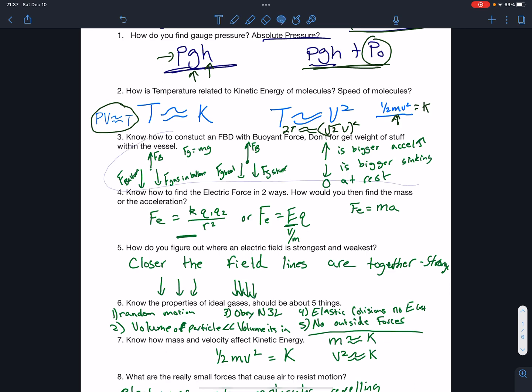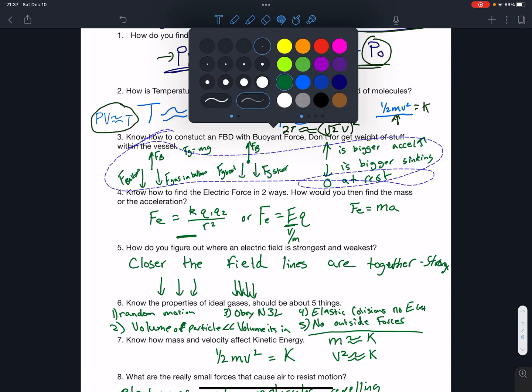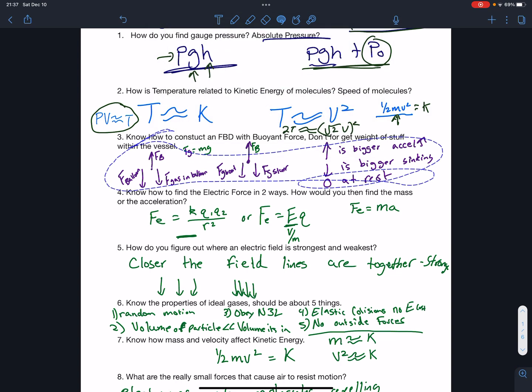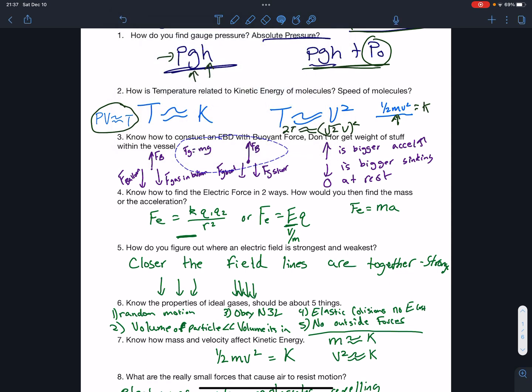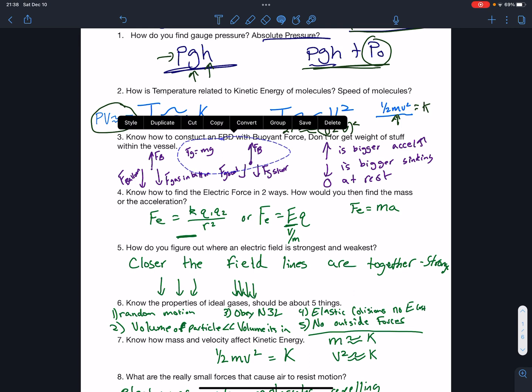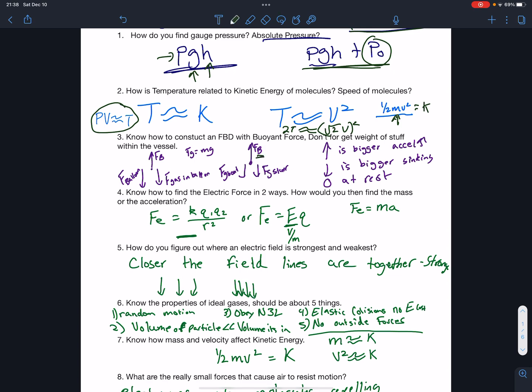All right. So know how to construct an FBD. Know how to construct an FBD with buoyant force. The key thing that I think most people leave out here is if you have a buoyant force, like if we're talking about a boat, you would have the buoyant force on the boat, and then you would have the force of gravity of the boat, and then the force of gravity of the stuff in the boat. So for example, if you have a 500 kilogram boat, you would need to do mg for the boat, mass times gravity, that's the force of gravity.